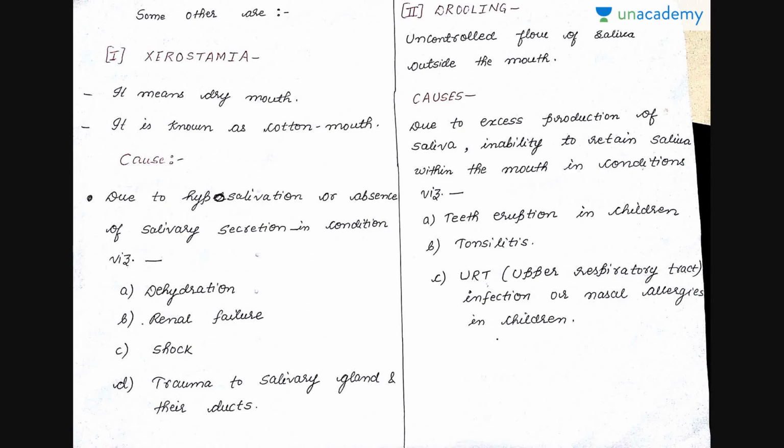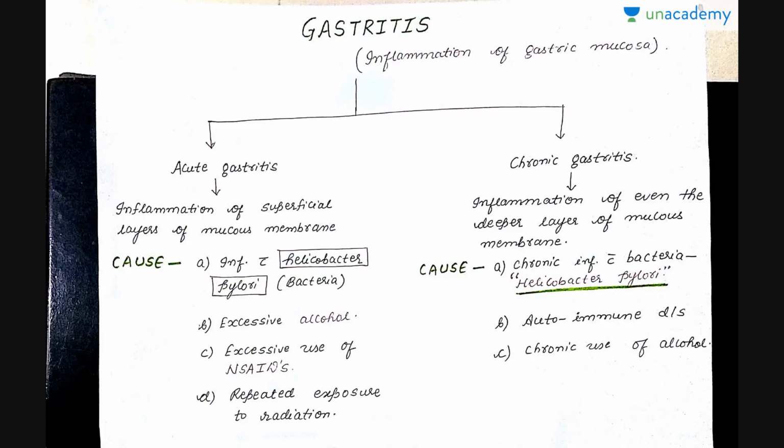Now we will deal with another pathological condition, which is very commonly seen nowadays, that is the condition of gastritis. Gastritis is the inflammation of the gastric mucosa. Friends, this gastritis is of two types. First is acute gastritis and the second one is chronic gastritis.